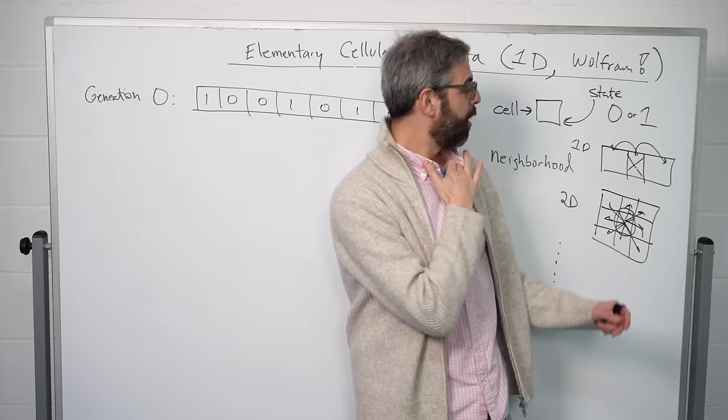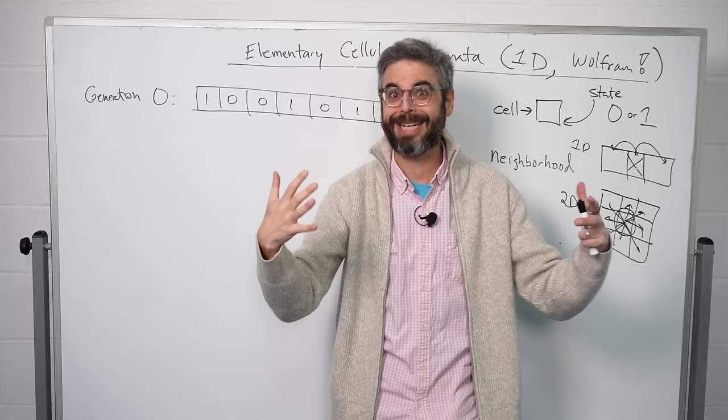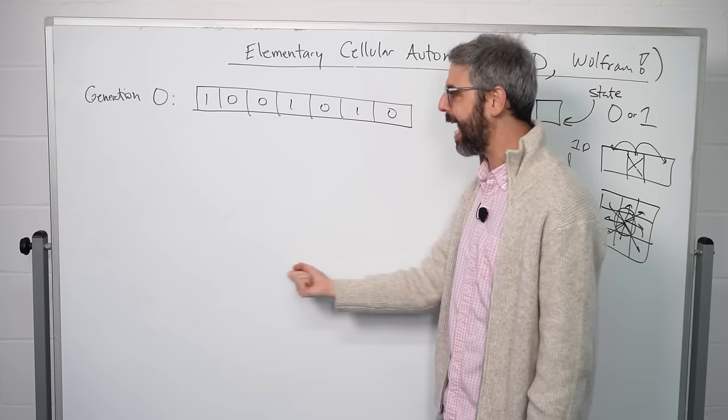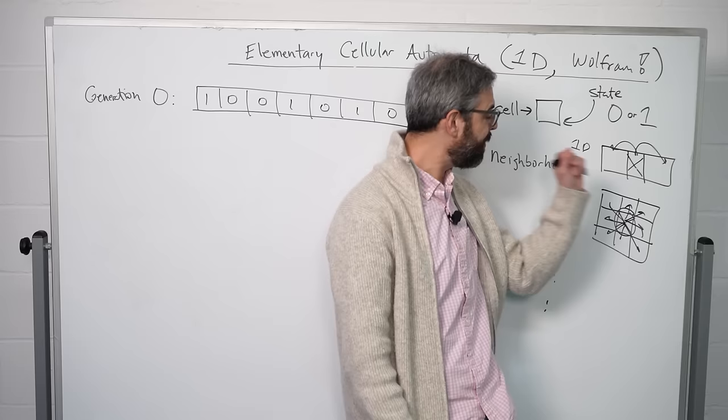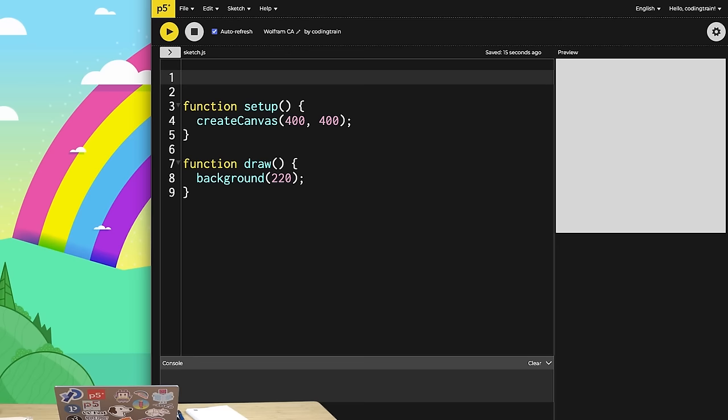What's missing, what I haven't drawn yet here on the board, a huge missing piece of what really makes a CA exciting, are the rules. What happens to the cells and their states over time? But before I even get into that, let's look at how I'm going to code the elements of a CA and represent visually a single generation. Let's represent that as an array.